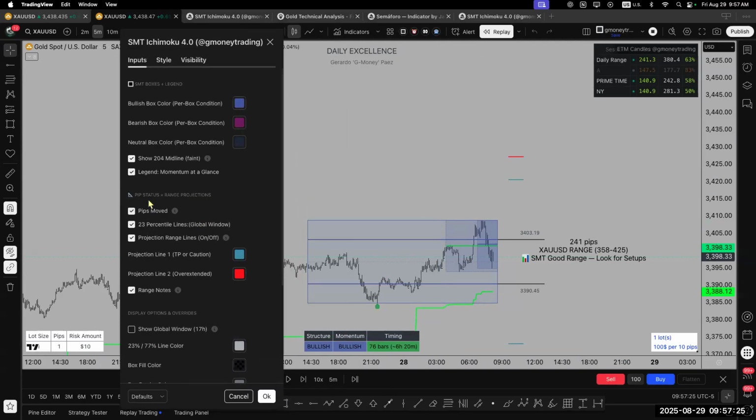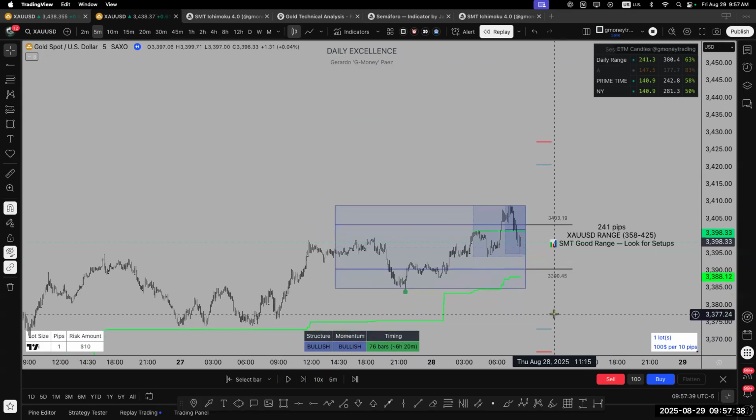And pips move right here. Pip status and range notes. If you turn these off, you're not gonna break anything. You'll just turn off those things. But yes, great observation there. Excellent observation there.